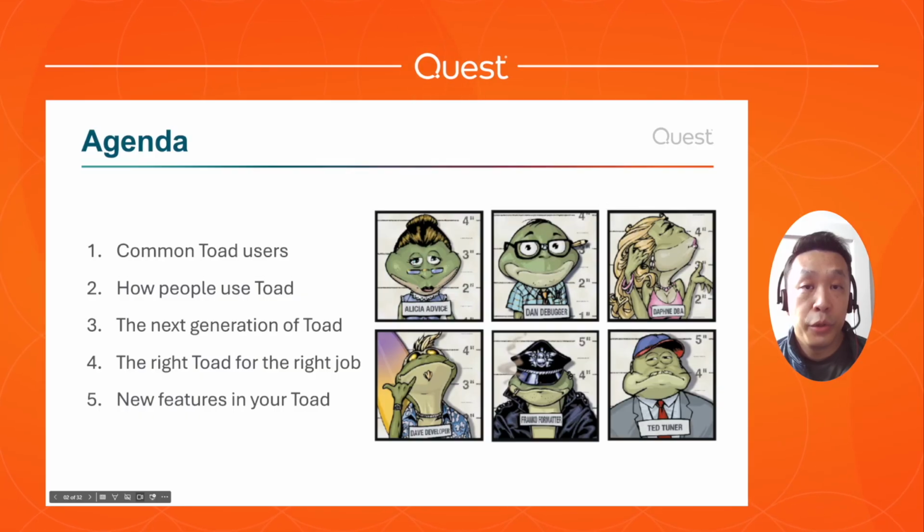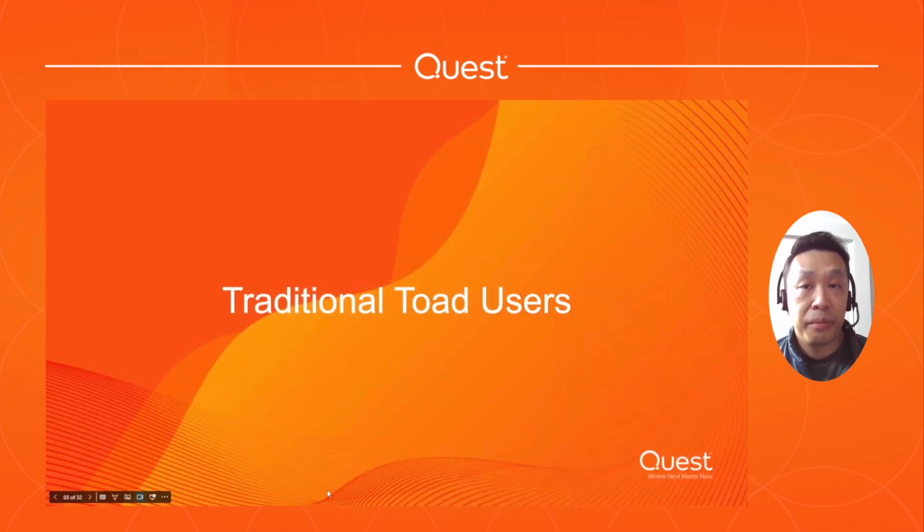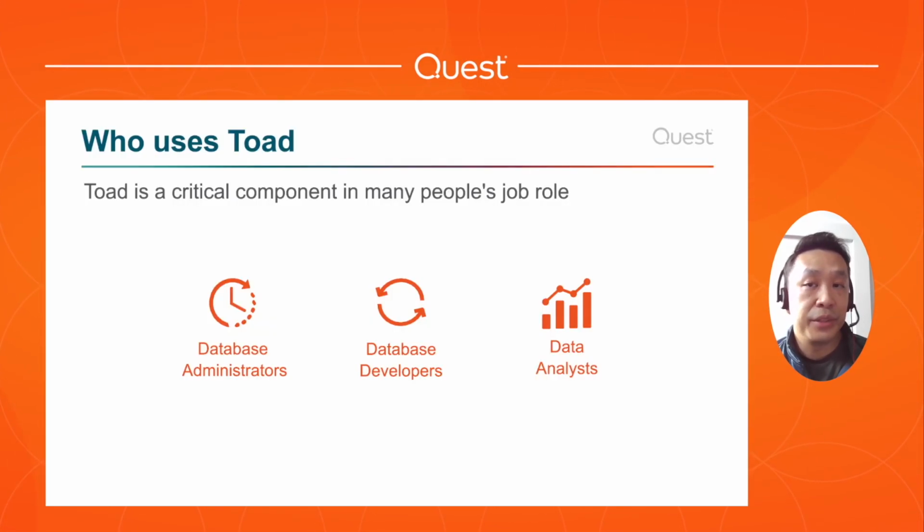All right. So who uses Toad? Well, there's a lot of popular job titles that use Toad, right? You've got your DBAs, your database developers, and your data analysts. And the funny thing is that in recent years, the line between these roles has become more and more blurred. But if we had to categorize it, these are the three categories that I would try to group people into. So DBAs, obviously, they're the database professionals who are responsible for the availability and the performance of a database.